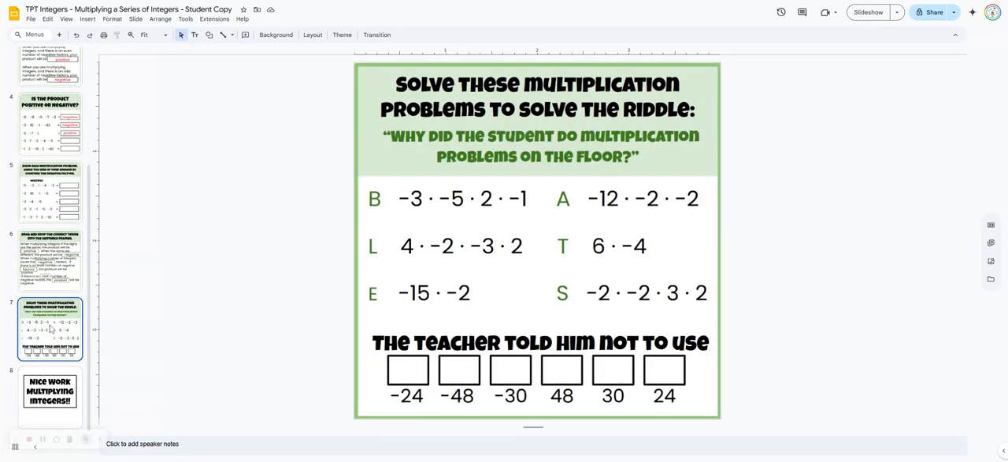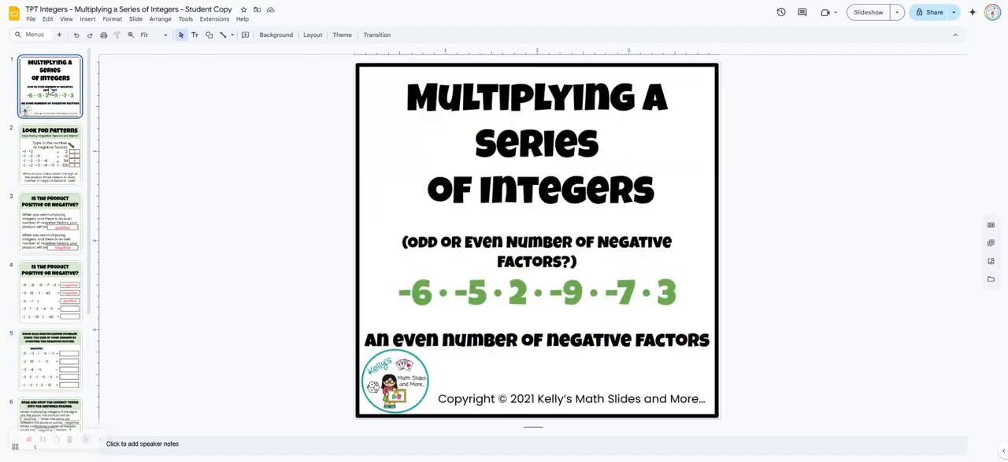Now when they get to slide 7, they're going to be solving a riddle. What they want to do is they want to multiply these series of integers. We're going to find the product at the bottom here and then type the letter that's next to each problem. If they've done these correctly, they will solve the riddle. So that is a digital lesson, multiplying a series of integers.